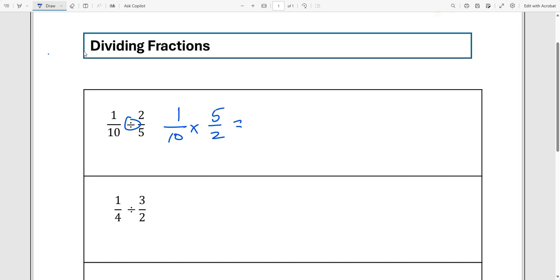And now you can just straight multiply here. You can have 1 times 5 is 5, and 10 times 2 is 20. And then we can simplify this to 1/4. 5 goes into 5 one time, and 5 goes into 20 4 times.